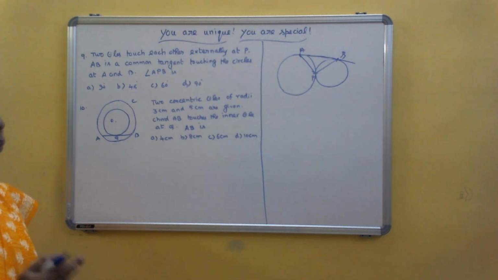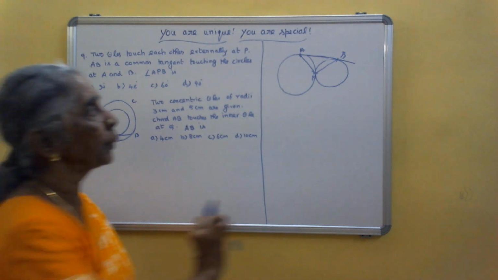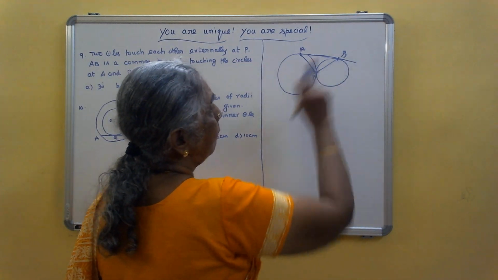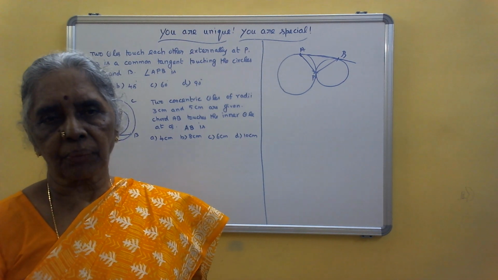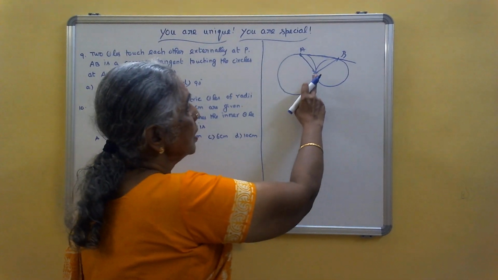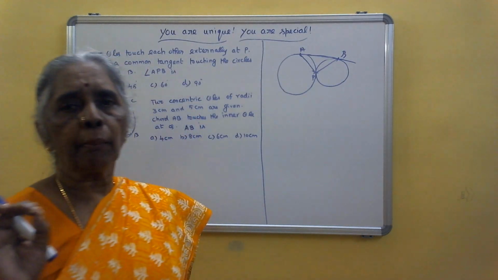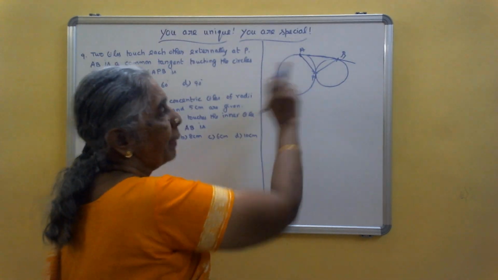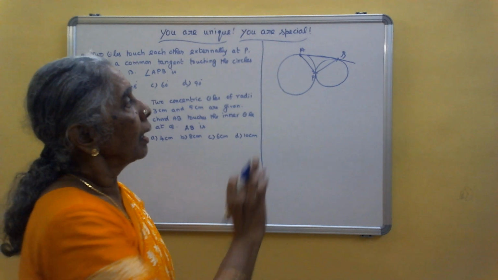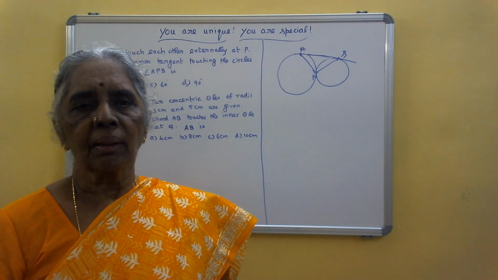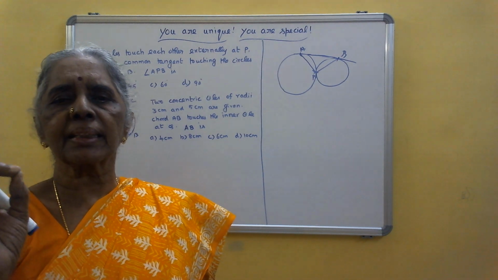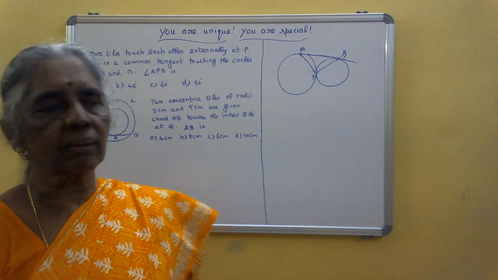So now, what are all the things you know? You know this AB is a common tangent. The two circles meet at a point P. You have to find angle APB. Here, just a small construction is required to prove it.